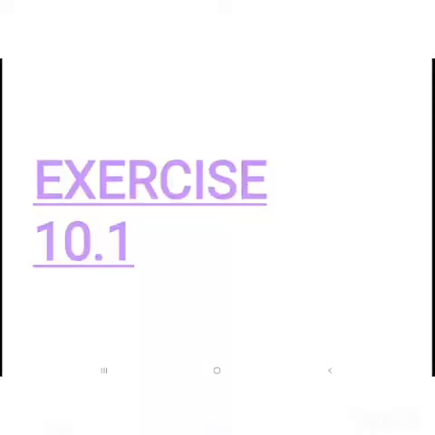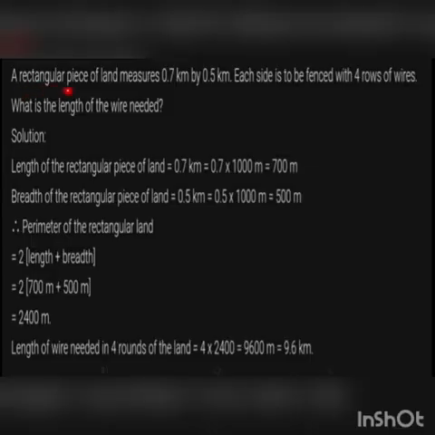So we'll move on to the first question. A rectangular piece of land measures 0.7 kilometer by 0.5 kilometer. Each side is to be fenced with 4 rows of wires. What is the length of wire needed? So, a rectangular piece of land. Its dimensions are given as 0.7 kilometer by 0.5 kilometer. When they give it this way, it means length and breadth. So, the length of the rectangular piece is 0.7 kilometer. Then the breadth is 0.5 kilometer.